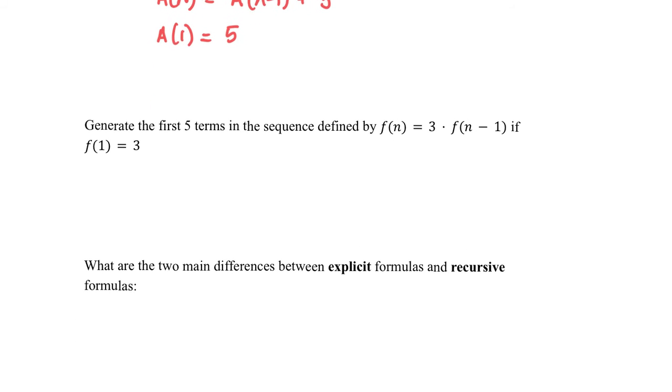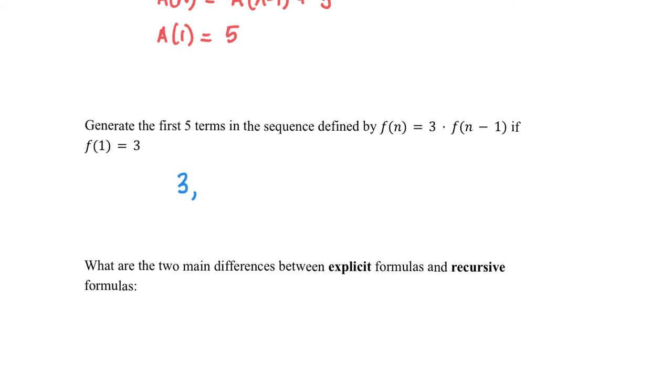Let's try this next piece here. It says generate the first 5 terms of the sequence defined by f of n is 3 times f of n minus 1. Notice the name of the sequence is on both sides of the equation. That means this is a recursive sequence. It says, a recursive formula rather. It says to get any term in the sequence, take the term before it and multiply by 3. And it also tells us where to start. So the first term is 3.